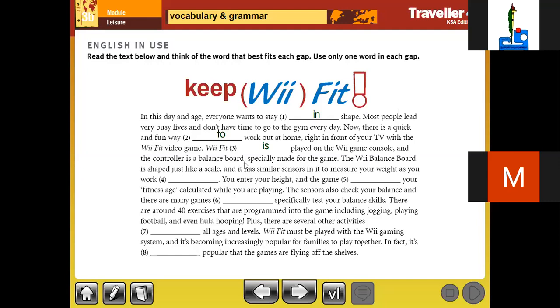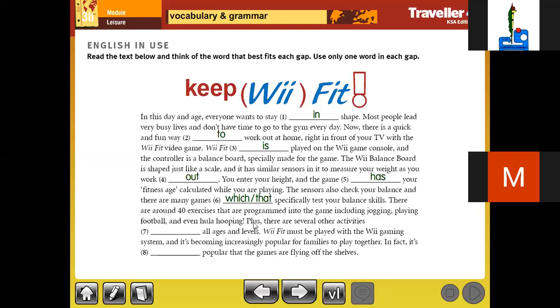Thank you Abdulaziz. Work out. You enter your height and the game calculates your fitness age, thank you Muhammad Al-Asmari, while you are playing. The sensors also check your balance, and there are many games specifically designed to test it. Which or that? Thank you, Muhammad.